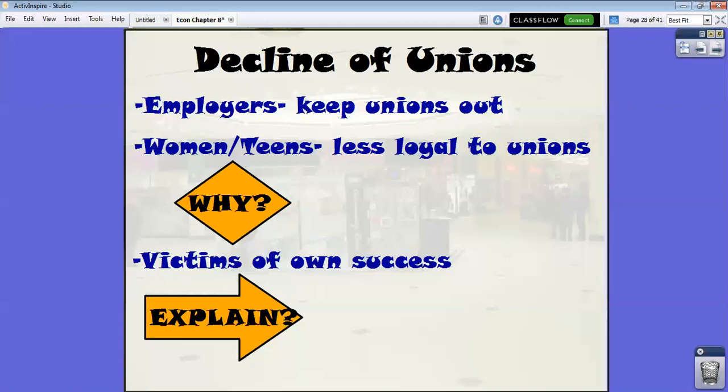And the last reason for the decline of unions is they're just a victim of their own success. Because unions have been successful in gaining higher wages for their workers, in turn, the employer sometimes has to charge more for their products, and then the demand for their products goes down, and the need for as many employees goes down too, and then the number of people in that union starts to decline.